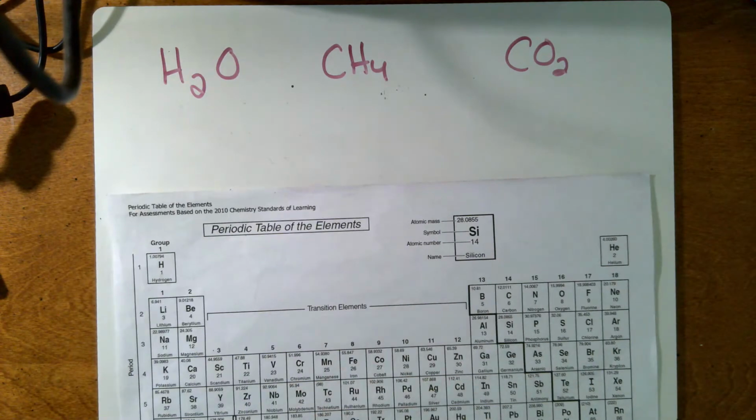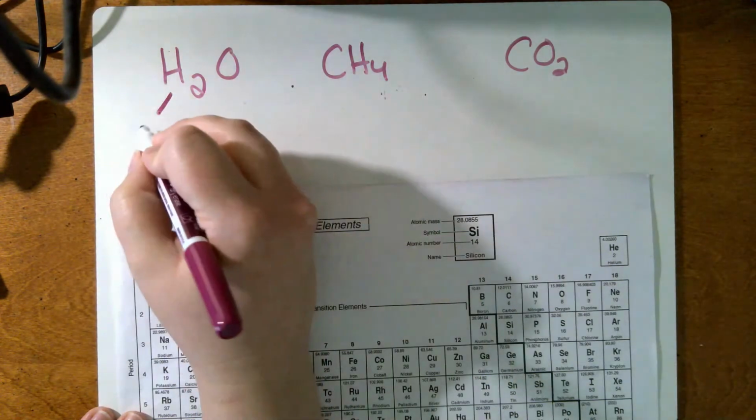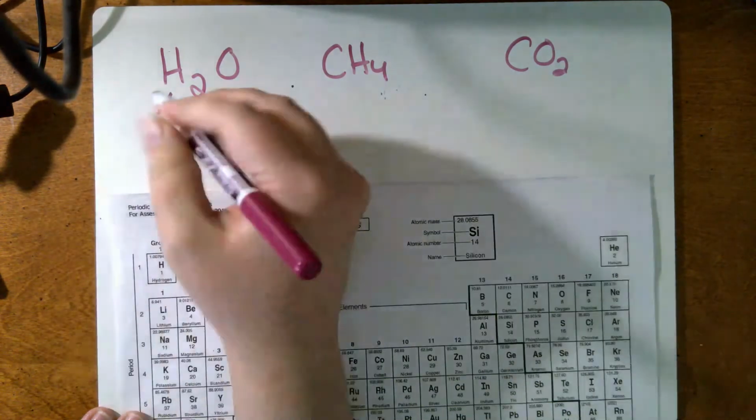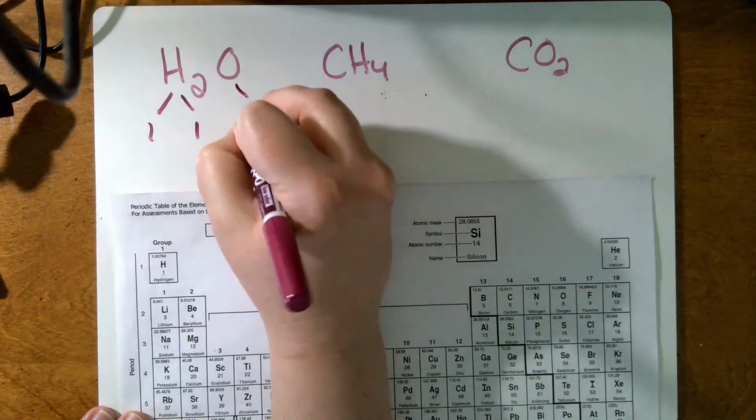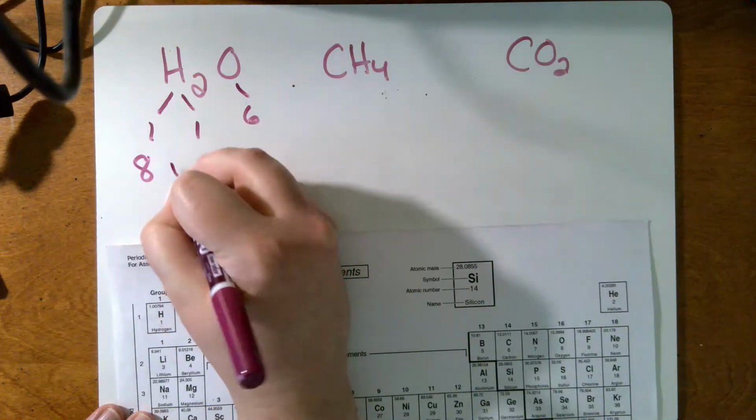So the first thing that we're going to do is count our valence electrons. Hydrogen has 1 because it's in group 1, and there are 2 hydrogens. Oxygen is in group 16, so it has 6. So I have 8 total valence electrons.